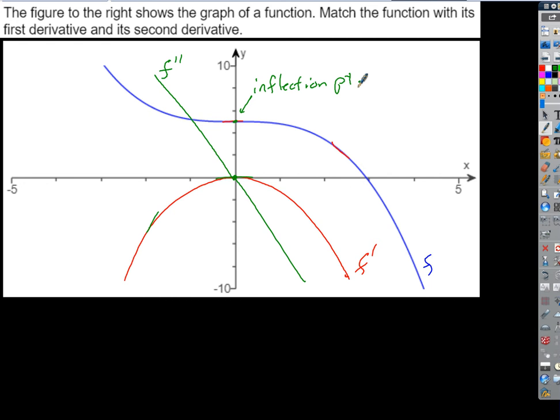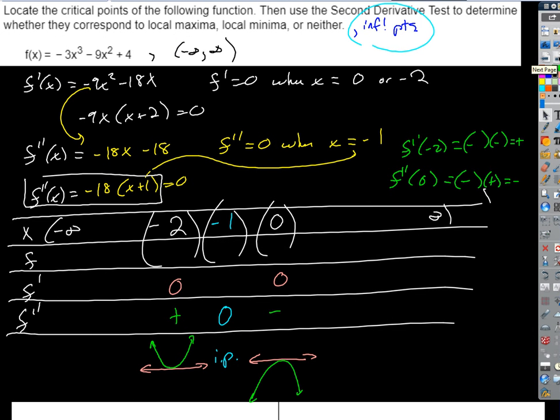Okay? Good. So there's the concepts. Here's the problem we did in class on Wednesday, right? So we took this function, we said that its natural domain was all reals, right? We differentiated it twice, and we did some stuff.